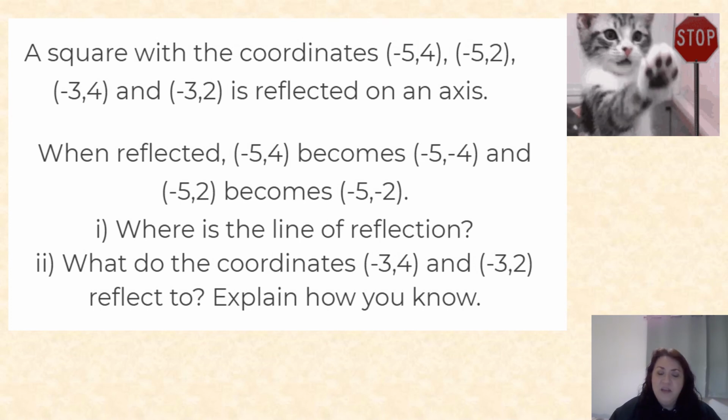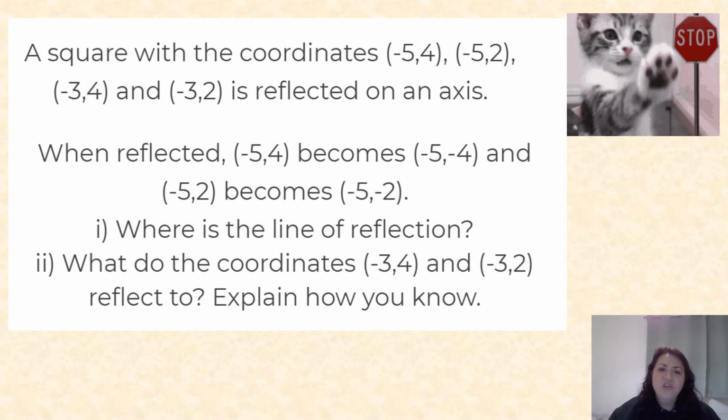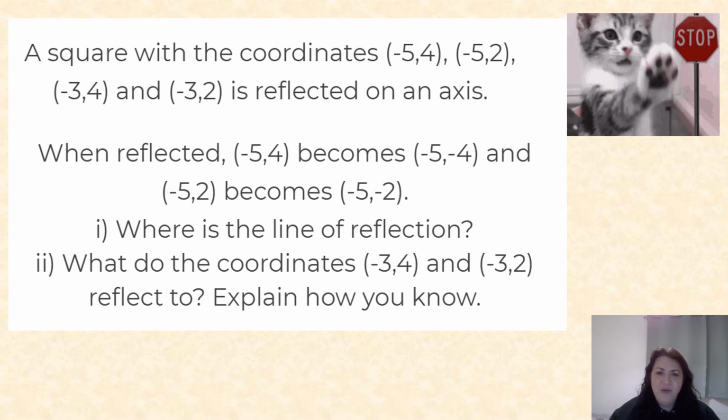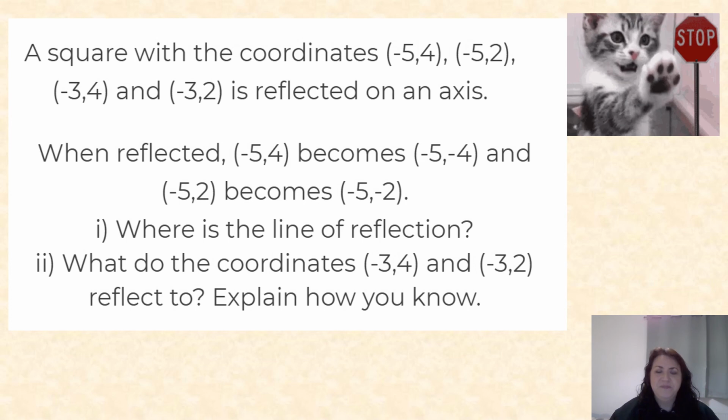So the first thing we want to know is, where is the line of reflection? In other words, is it the x-axis or the y-axis? What do the coordinates -3, 4 and -3, 2 reflect to? And explain how you know. Oh, tricky. Pause and have a really hard think, but I am going to help you afterwards. Okay, how many of you didn't pause? Be honest, I know you guys.